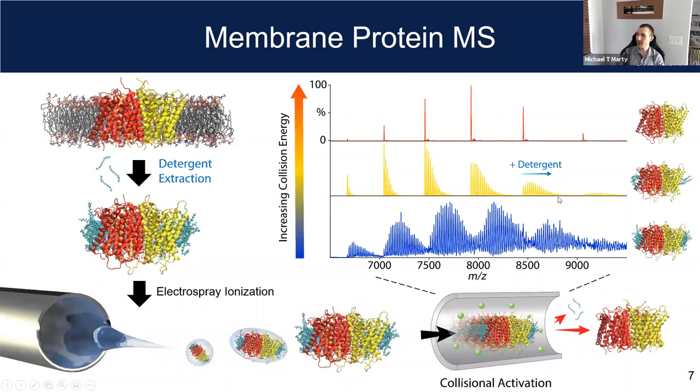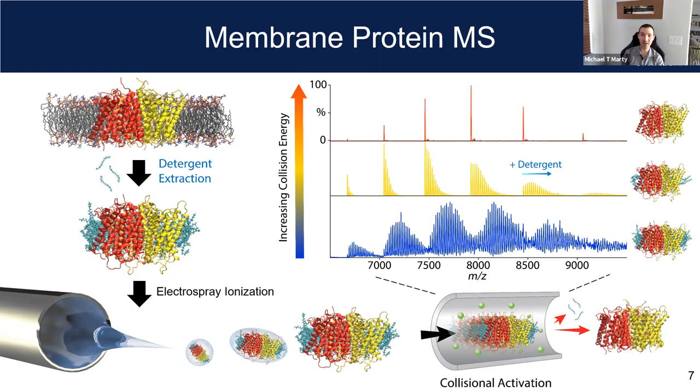And so this will take a kind of messy spectrum like this, where we have a lot of lipids or a lot of detergent bound to the protein. And you can kind of see it's pretty messy. Each of these is actually one little extra detergent bound. And as we activate it, we can strip off more and more of that detergent until we're left with just this nice bare membrane protein complex where everything is well resolved.